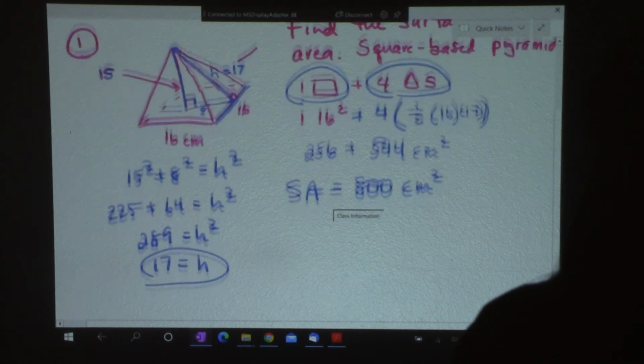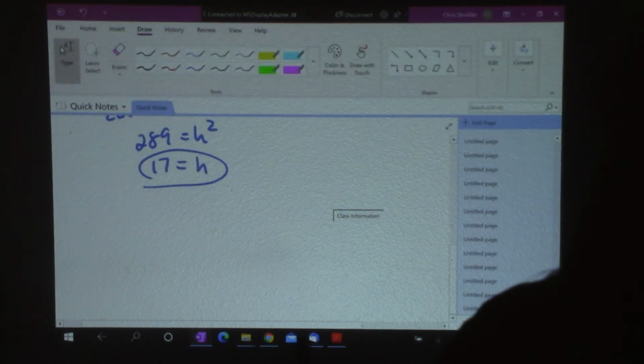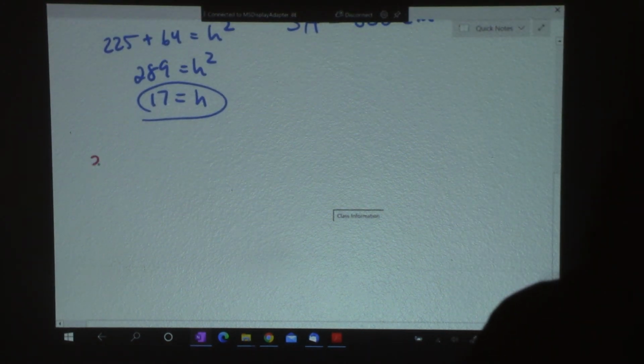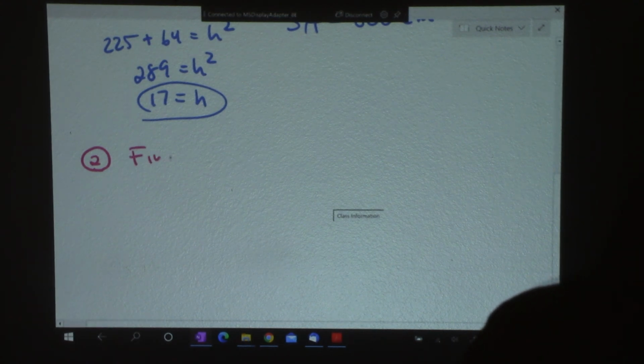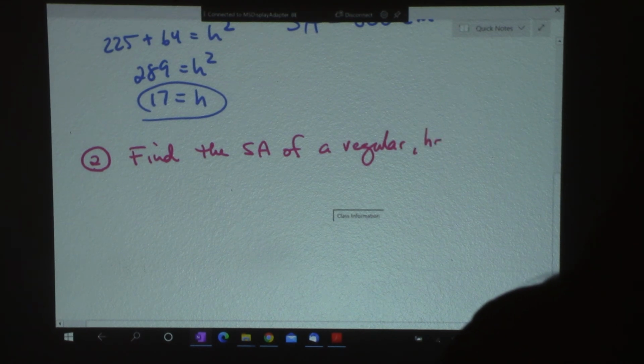All right, number 2 gets a little harder because I'm going to have a regular hexagonal pyramid. So find the surface area. I'm just going to write SA of a regular hexagonal pyramid. And here's my picture.